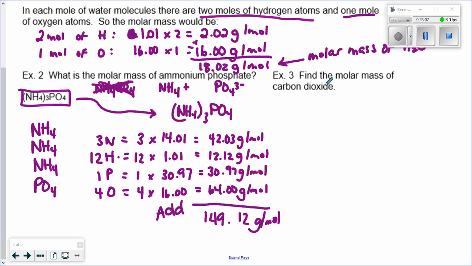So find the molar mass of carbon dioxide. So you need to be able to write your chemical formula for carbon dioxide, CO2. So we have 1 carbon, we have 2 oxygens.